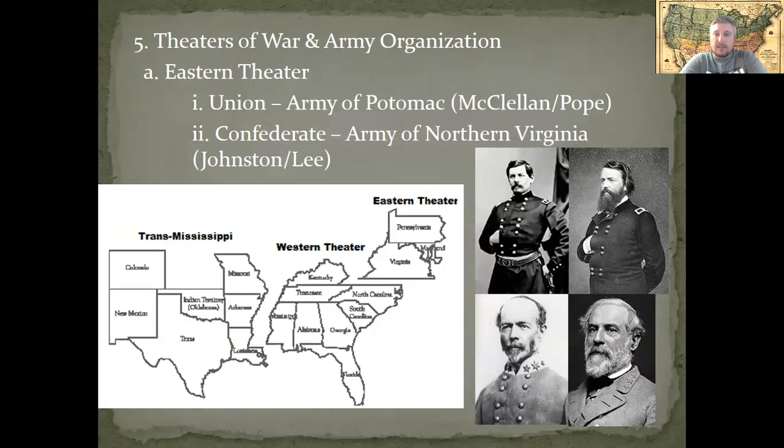So if you can remember that the Confederacy is all about the states, they named their armies after states. Also with the battles, they're going to be different. We'll talk about that a little bit later on when we start getting into the battles. I'll give you an example with First Bull Run.